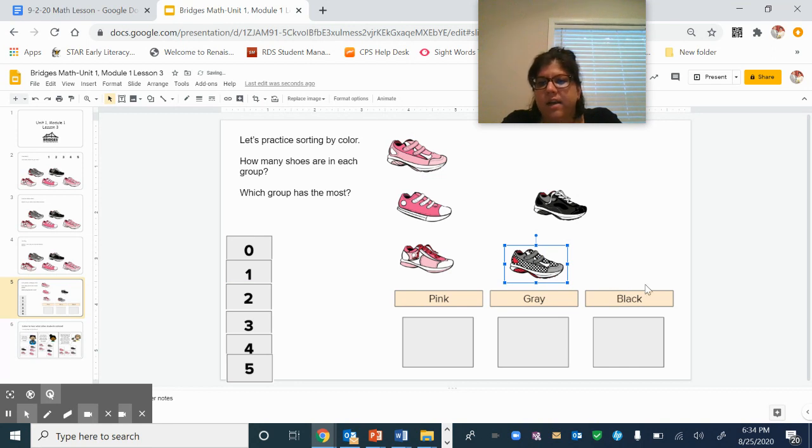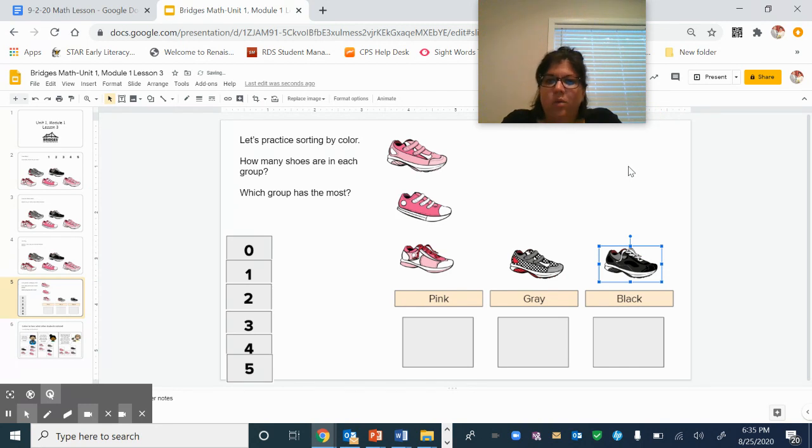All right, the last color word, B-L-A-C-K, spells black, right? And so I only have one shoe left, so I have to move that shoe over here to black. So right now I've made what's called a graph, okay? And I put all the colored shoes in the right place. Pinks go here, the gray one went here, and the black one went here, okay? So next, we are going to figure out how many shoes are in each group.